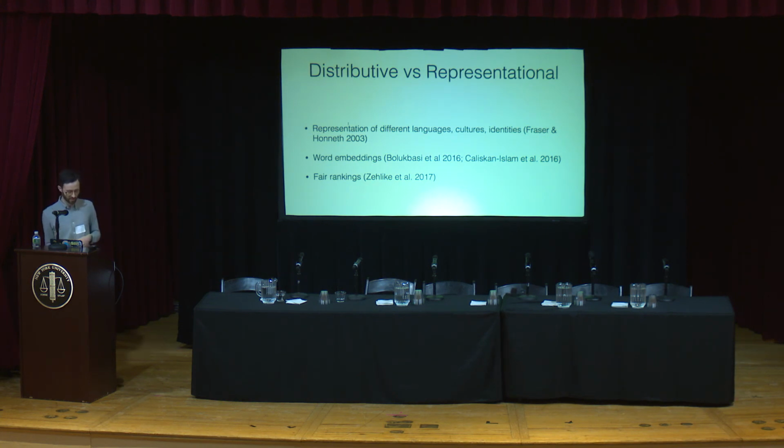There's also related work on fair rankings, which is about ensuring that there is parity of different groups represented in search results, but also awards or recommendations and so on. So I think it's useful to keep this distinction in mind when we're talking about fairness issues. Not all fairness issues immediately and directly reduce to harms to specific people.